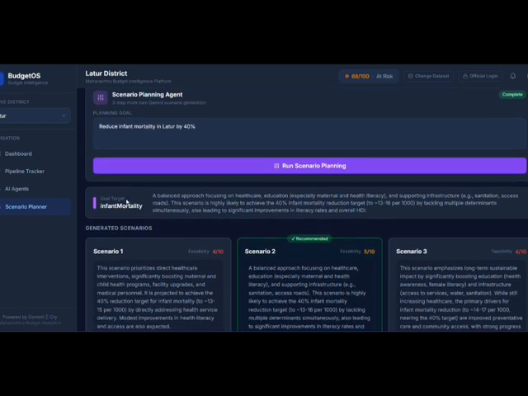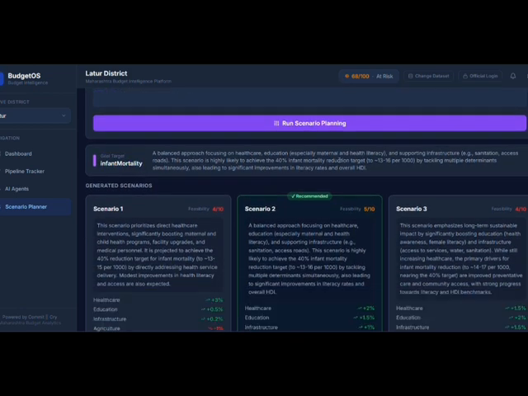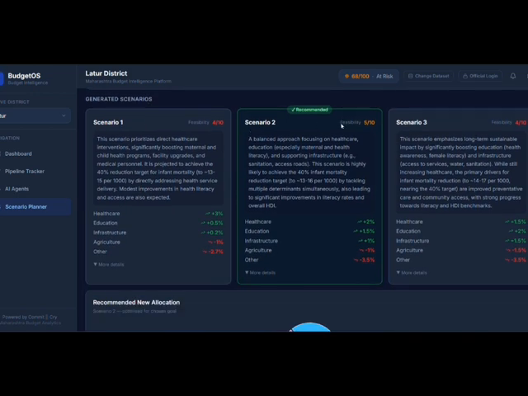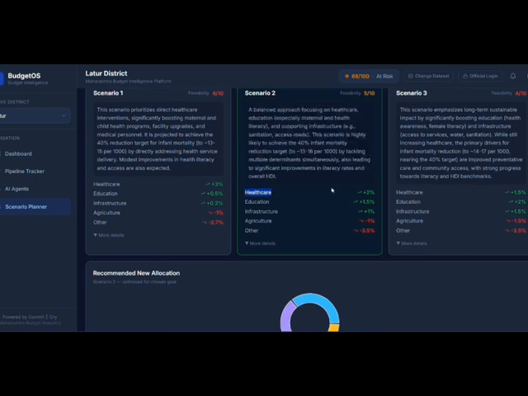The planning is completed, and it shows that the goal target was infant mortality and what we need to do here. There are three generated scenarios, and the most feasible one will be recommended. This is the most feasible scenario where healthcare would be increased by 2%, education by 1.5%, and infrastructure by 1%. And these were the sectors that were leaking funds in Latur district as well.